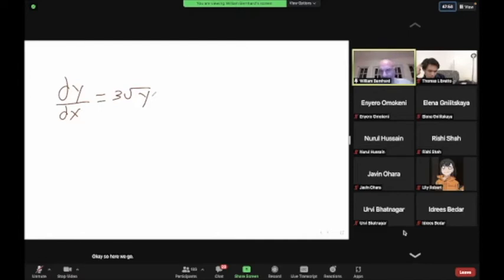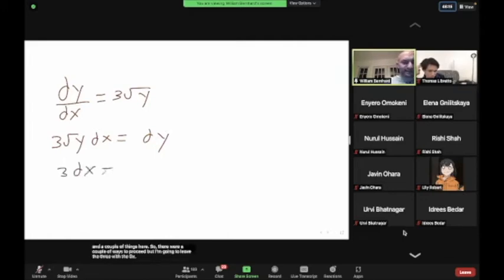Okay, so here we go. We're going to do our normal cross here. So we get 3 root y dx is equal to dy. And a couple of things here. There were a couple of ways to proceed, but I'm going to leave the 3 with the dx. It's probably better. You can do it both ways, but it'll make life easier.